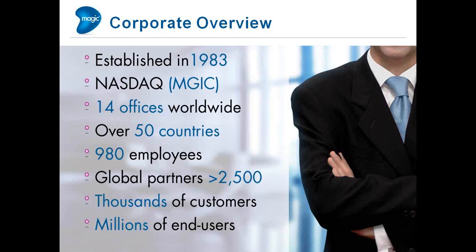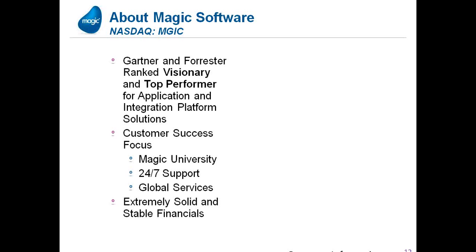So Magic Software is very well established in the IT industry, serving those of our customers who look to people like Gartner and Forrester. We are a Gartner and Forrester ranked visionary and top performer for application and integration platform solutions. And we're a company with a strong focus on the success of our customers.